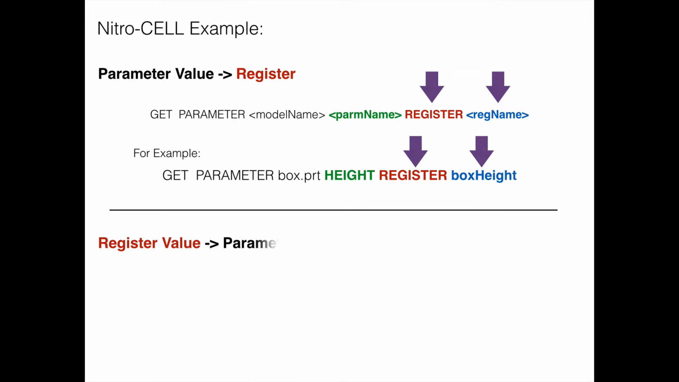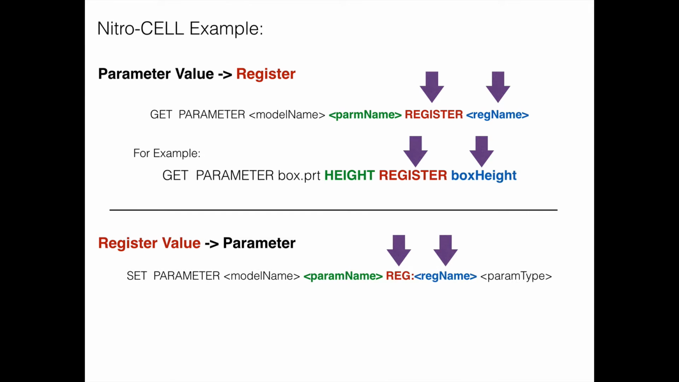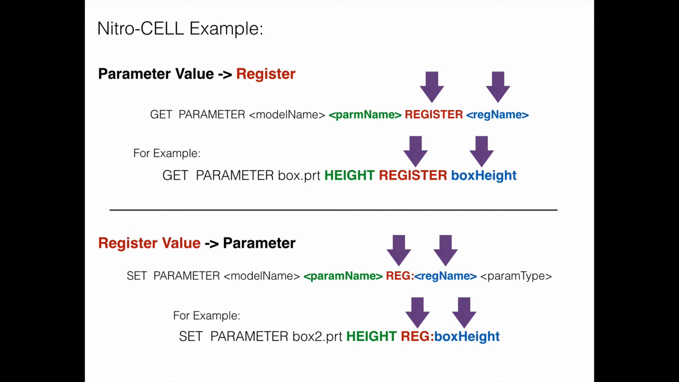To get the information back and apply it within Nitro-CELL, you can use a different hook to retrieve the information out of the register and pass the value on. So for example, if we wanted to write to a different model, in this case box2.prt, to its height parameter, we could get the registry box height by simply adding the special tag with a colon in between it.